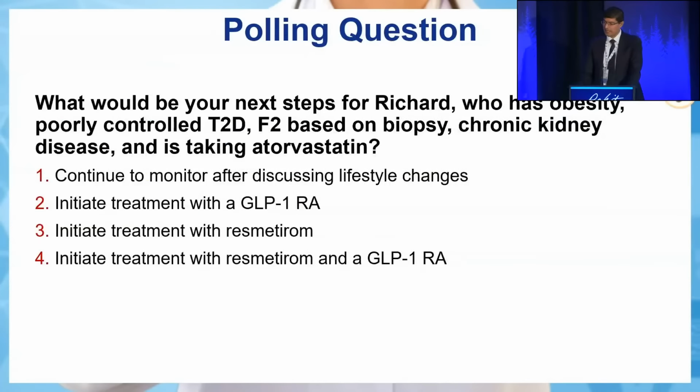Appreciate it. Polling question. What would be your next step for Richard, who has obesity, poorly controlled type 2 diabetes, stage 2 fibrosis on biopsy, chronic kidney disease, and is taking atorvastatin? Number 1, continue to monitor after discussing lifestyle changes; 2, initiate treatment with GLP-1; 3, initiate treatment with Resmetirom; 4, initiate treatment with both Resmetirom and GLP-1 receptor agonists.